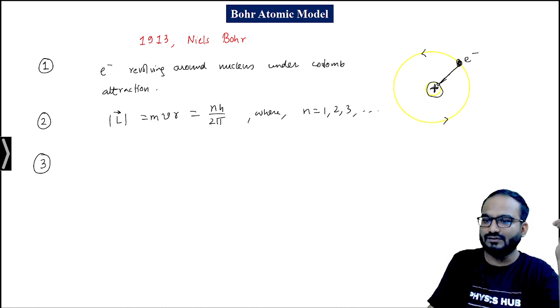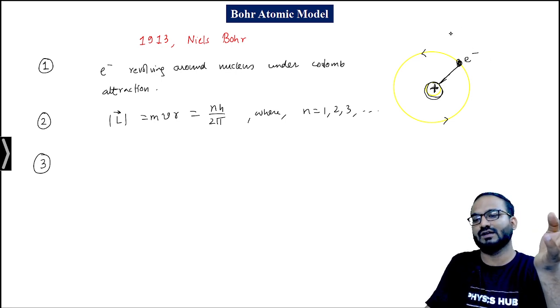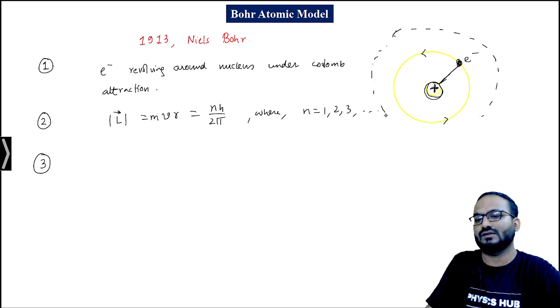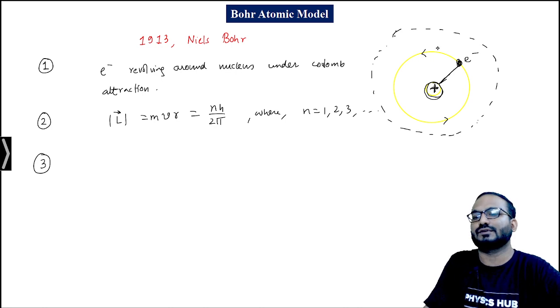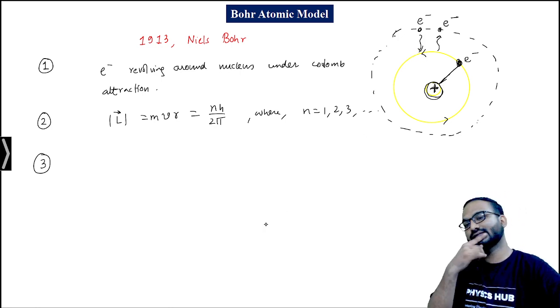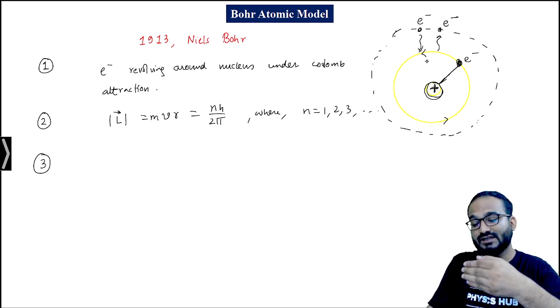Number 3, when revolving around the nucleus, electron does not emit any radiation. It only emits radiation whenever it makes transition. Let's say if it is here and if it wants to go to some other higher orbit, higher energy state, then you can give some energy and the electron can be promoted to the higher state. Or another possibility, that if the electron is already in a higher state, then it can come to the lower state by emitting some energy. So energy transition will happen only when the electron will change the state.